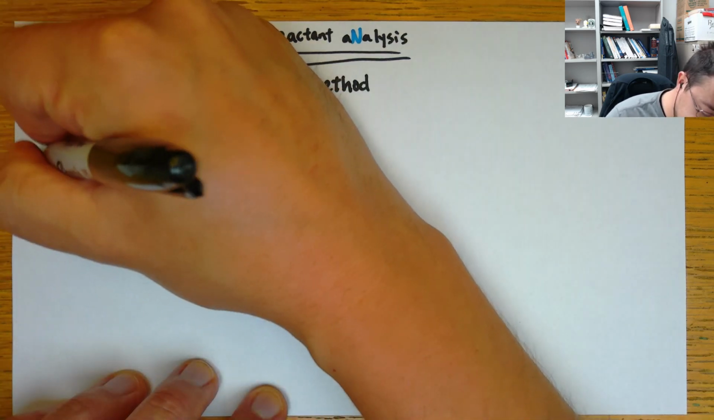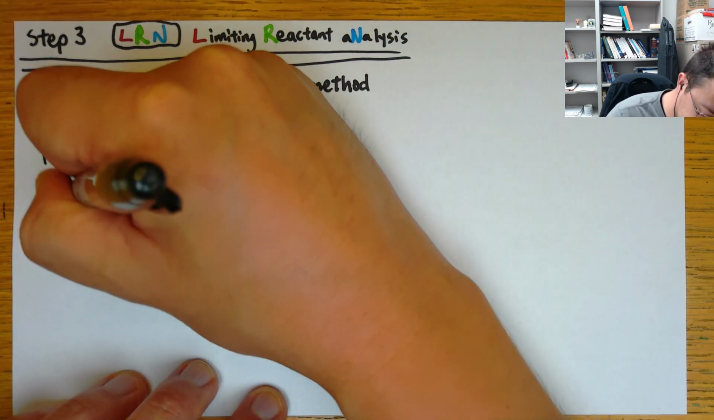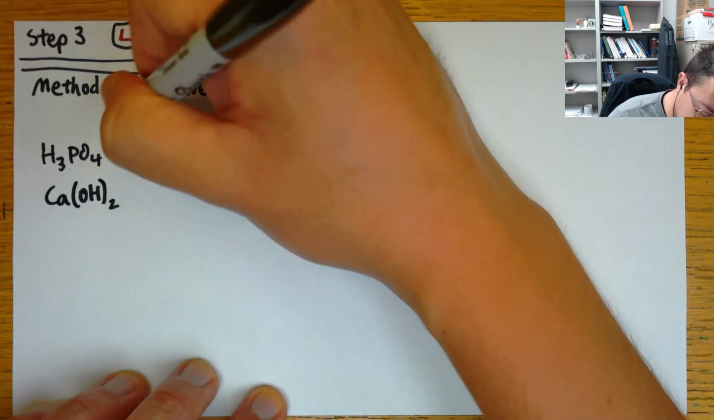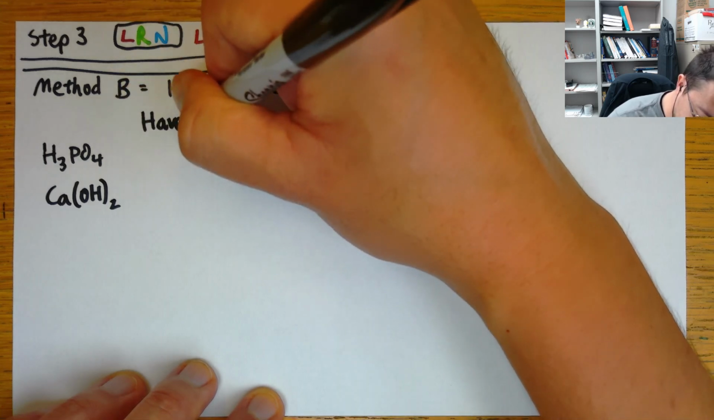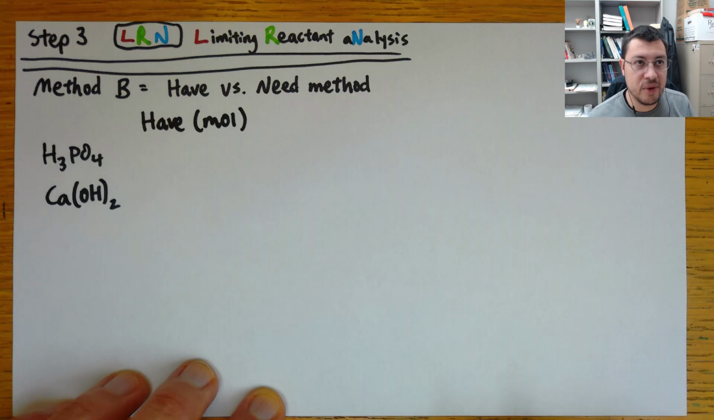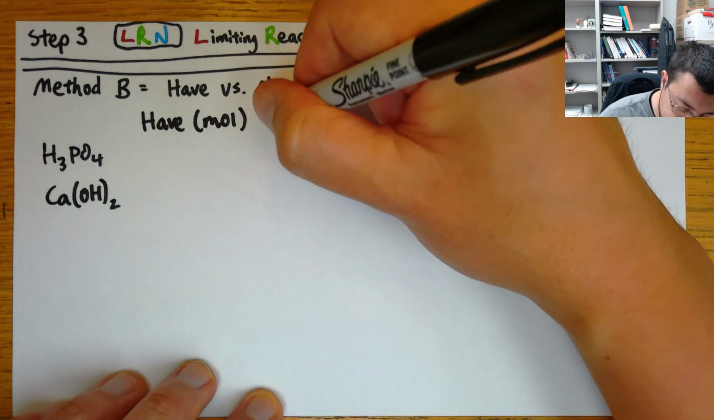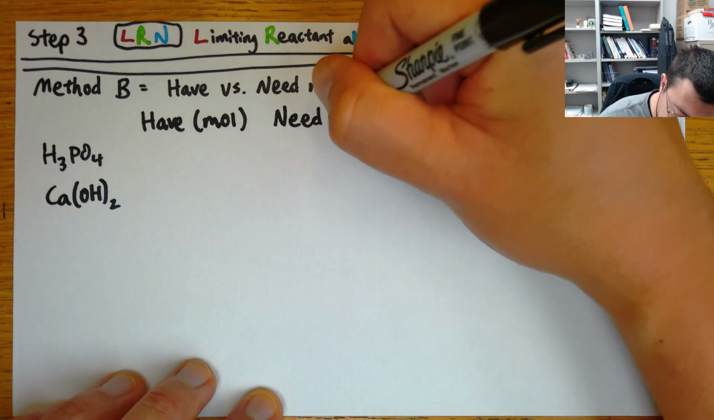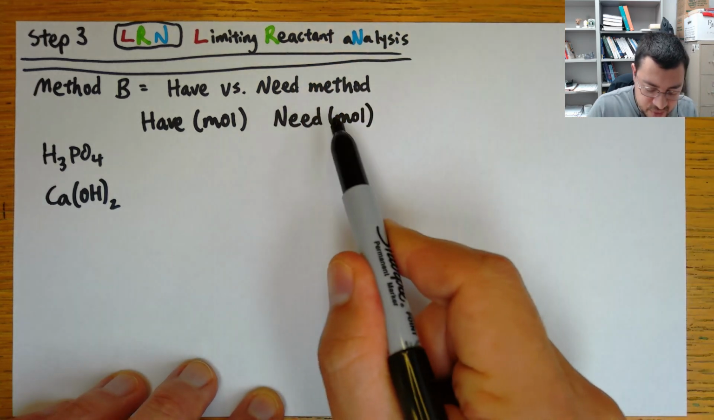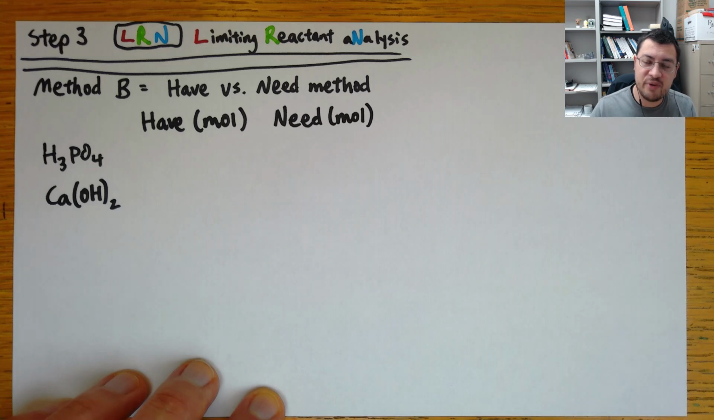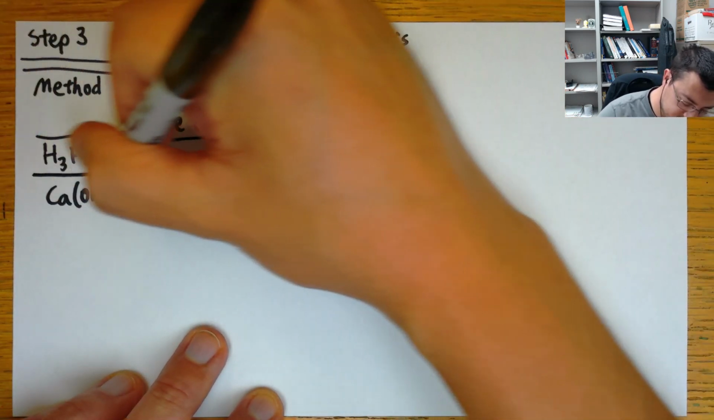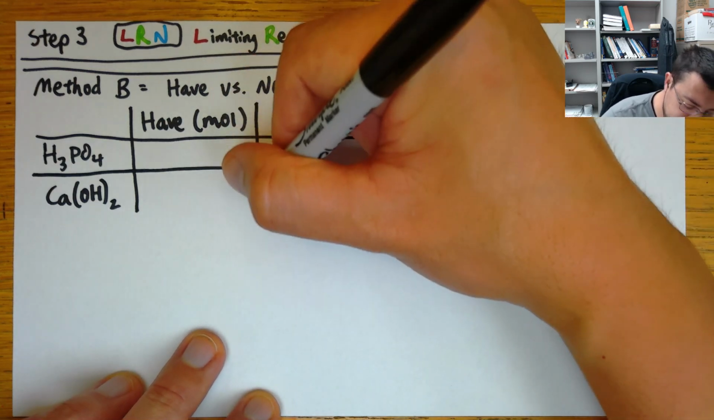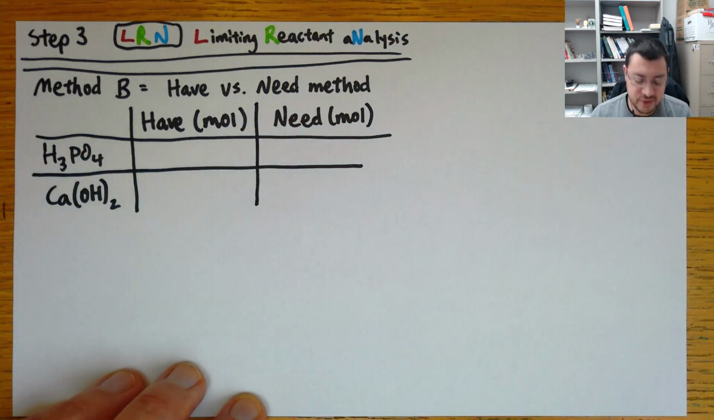We've got the phosphoric acid versus calcium hydroxide. We're going to have two columns of data: how much we have of each in moles, and then how much we need of each in moles. And by need, I mean how much we need of one to fully react with, use all of the other chemical. Everything will be in moles here. You cannot do this in grams for reasons we mentioned earlier.